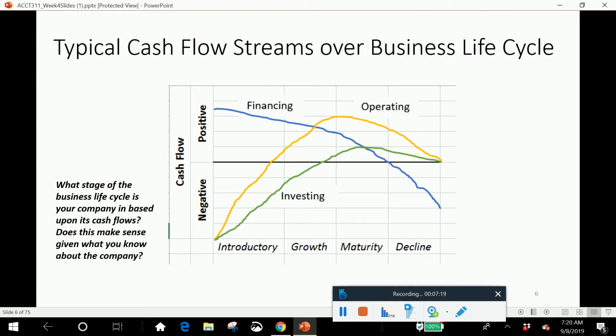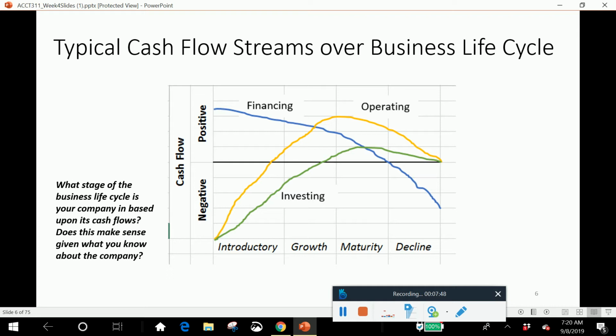So, a typical cash flow stream over the business cycle. So we know that businesses go through a life cycle. And that life cycle is depicted at the bottom of the chart. They have an introductory phase where they're just getting started. Then they go through a growth phase. Then finally they enter maturity. Now they could stay in maturity for a very long time and potentially never enter decline.